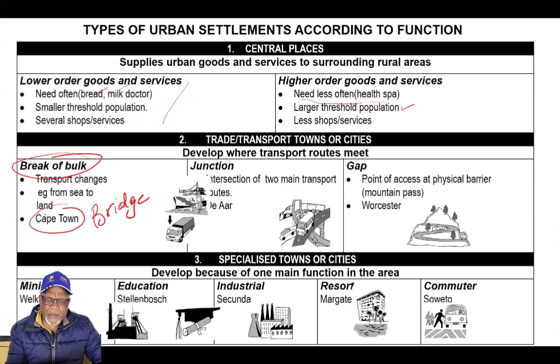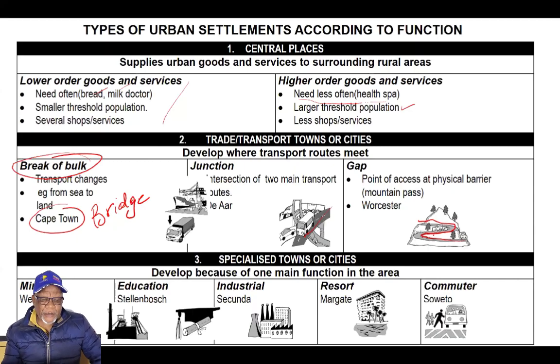Then you have junction. A junction town is simply a town that is found at a main intersection. Where there is a main intersection, that is your junction town. Then you have a gap town. So you can see here we have a mountain, and through the mountain we have a road. We have a road through the mountain, and what is going to develop there? People start to settle there. We call that town a gap town.